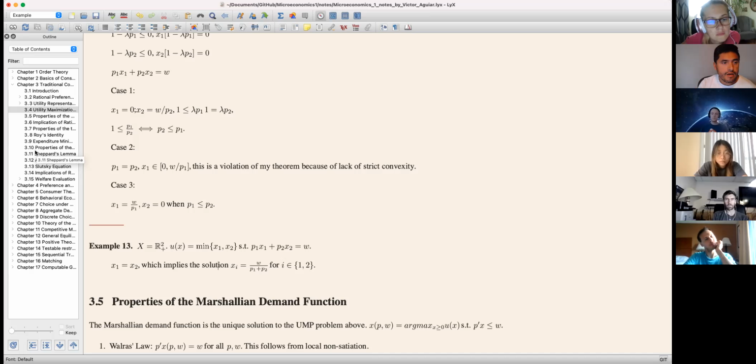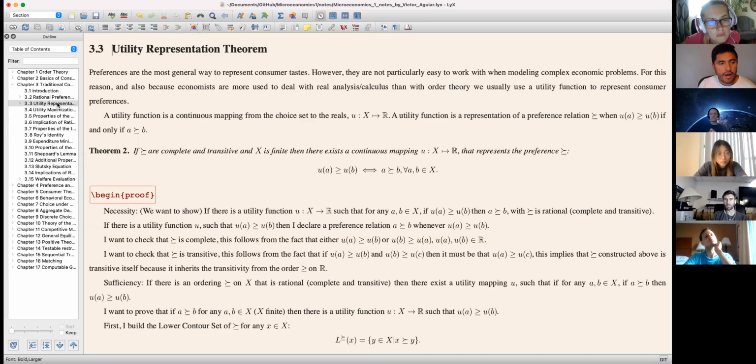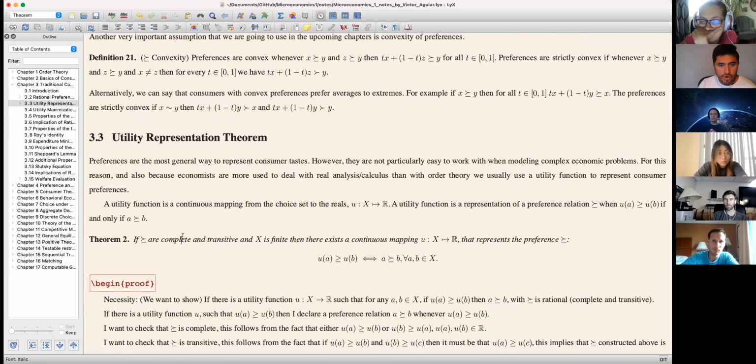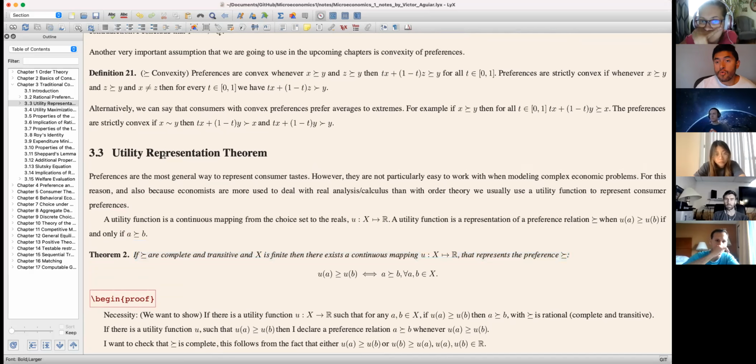What else do I want you to know? I think that's basically it. Yeah, I'm done with that. The only thing I also want to cover here before we go into chapter 4 is the utility representation theorem, to link it to the previous class.